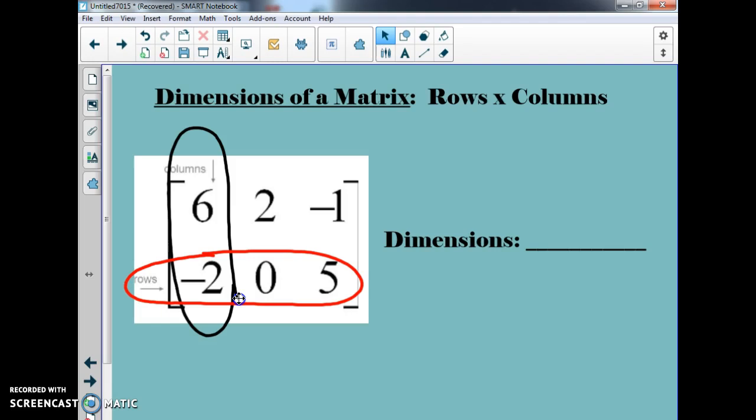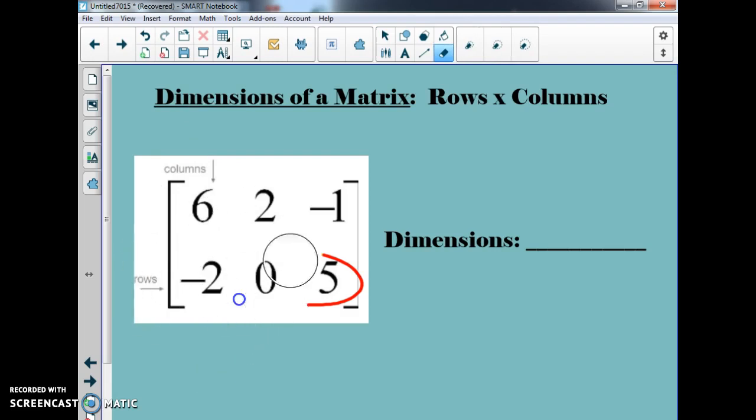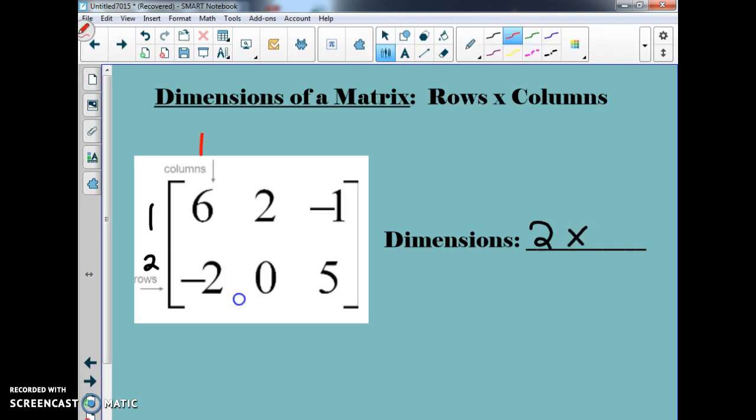And our dimensions on something like this here, if I look at it, I'm going to clean these off first, since we now know what rows and columns are. Our dimensions would be the number of rows. Well, we have 1 row and 2 rows. So we have a total of 2 rows by the number of columns I have. 1 column, 2 columns, 3 columns. So our dimensions of this matrix would be a 2 by 3 matrix. Okay? Great.